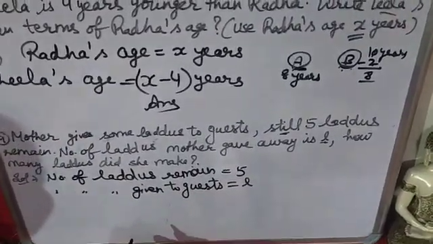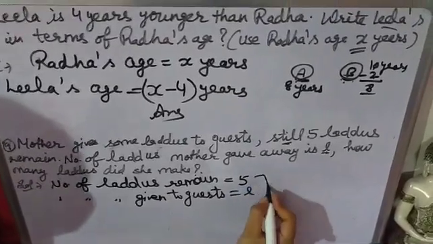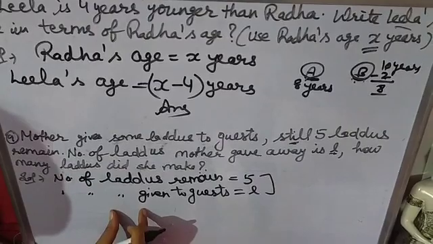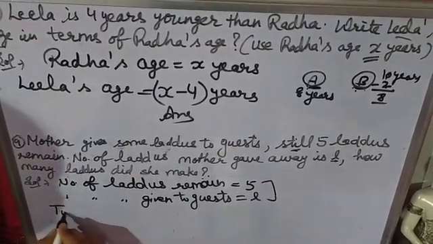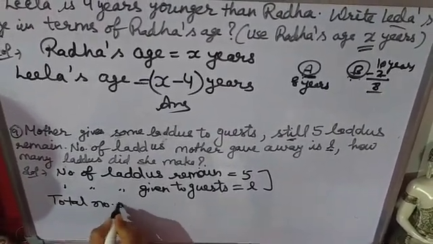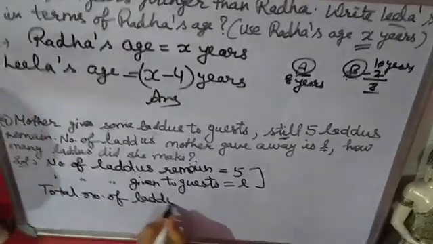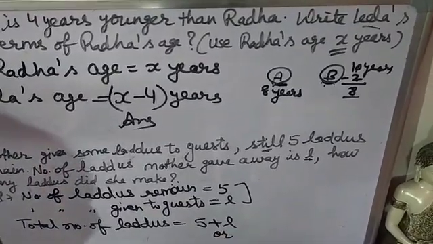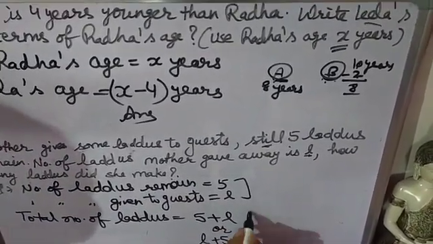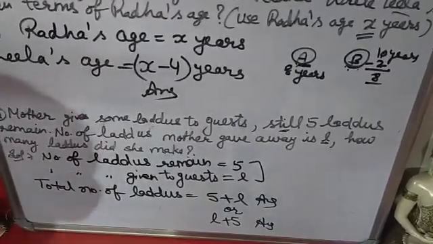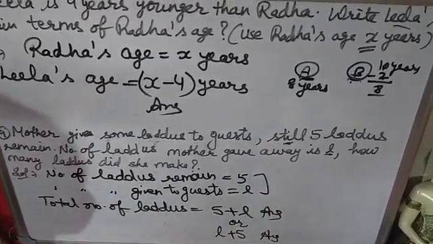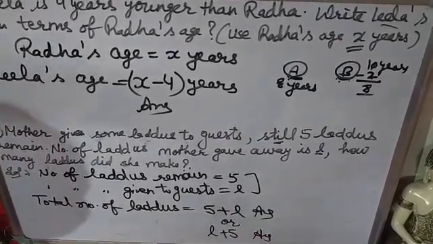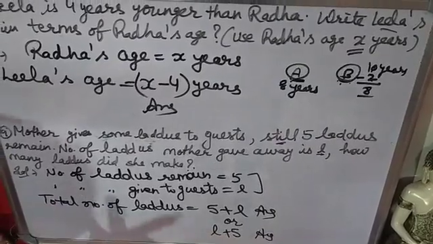Now he is asking how many laddus did she make? Total laddus you have to find. So what you will do for total, you will add these both. How many laddus remain and how many laddus she has given to guests. So you will write total number of laddus 5 plus L, or you can write L plus 5. It will be same. This is also answer. ठीक है. 5 plus 6, 6 plus 5 will be same. So similarly, when we are adding variable and constant, then you can write like this also. So total laddus are L plus 5.